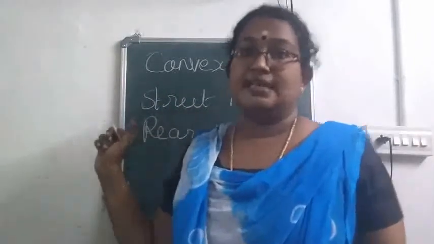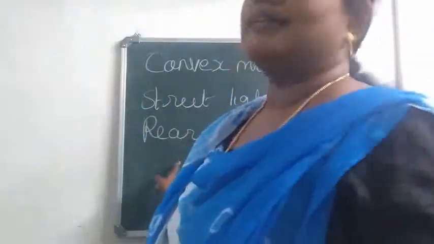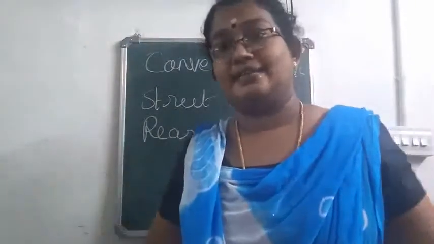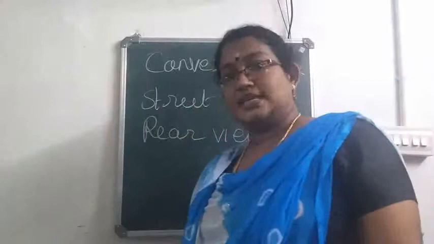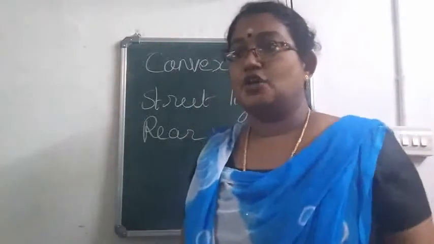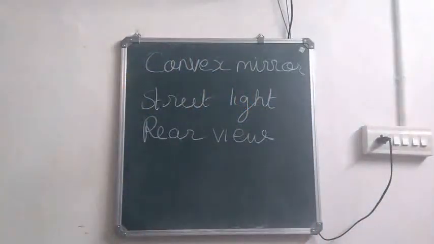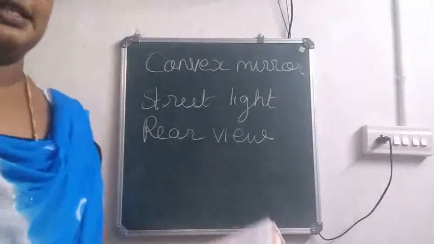That is why we said it in the case of street lights as well as rear view mirror. Street light means it should cover that entire region, so we are using a convex mirror. In the case of rear view mirror also, you have to see that entire region. That is why we are using a convex mirror. Okay. So a wider view will be there if you are using a convex mirror.